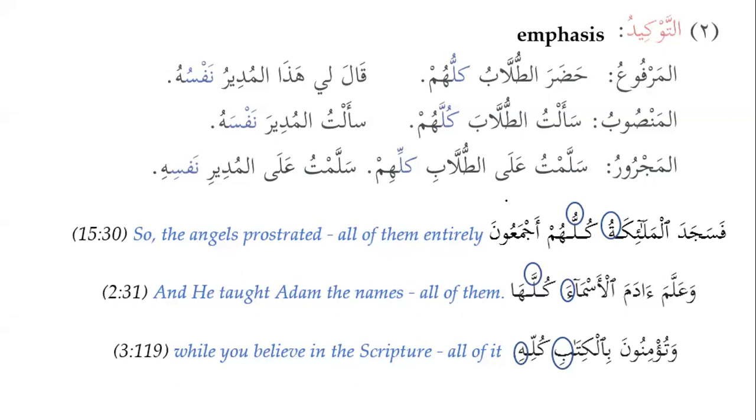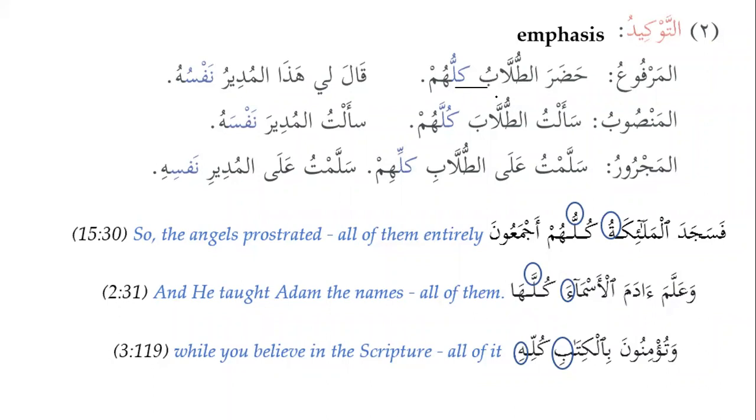At-tawkid, emphasis. This is one of the very beautiful asalib of the Arabic language, where we use certain words to show the tawkid or emphasis. There are around seven of them, but I think three of them have been used in the Quran. And kullu is the most commonly used harf of tawkid in the Quran.